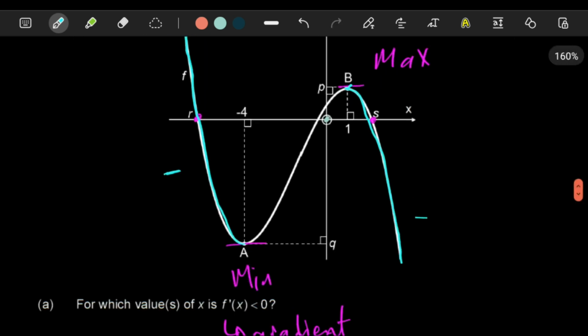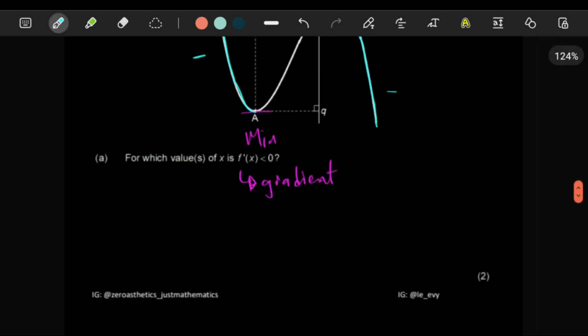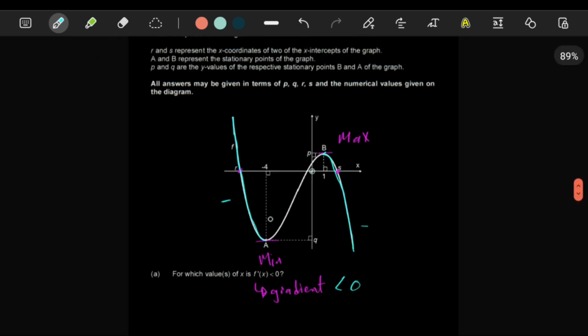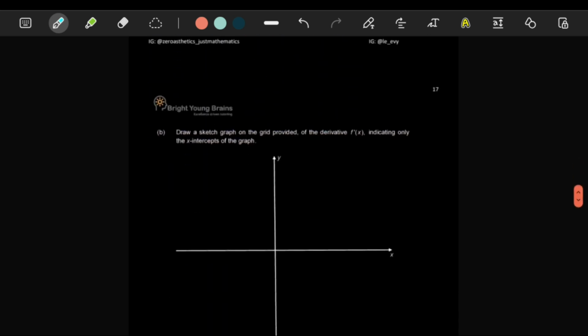So, x value here is -4, x value here is 1. Those x values are important because that's why they're asking for which values of x the gradient is smaller than 0. The gradient is smaller than 0 on the left of -4. So here we have to say x is smaller than -4 or x is bigger than 1, like that. That's how this is just a 2-mark question.